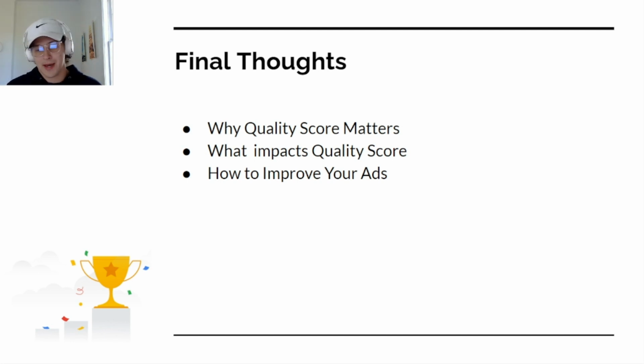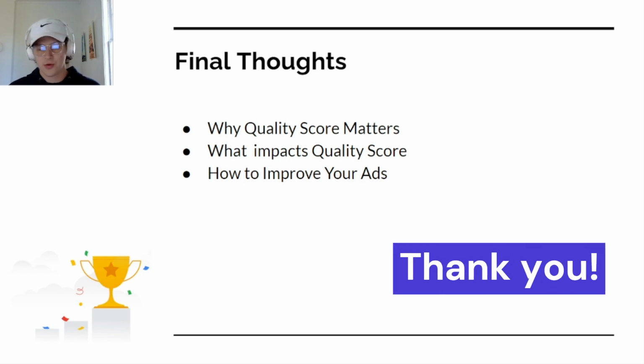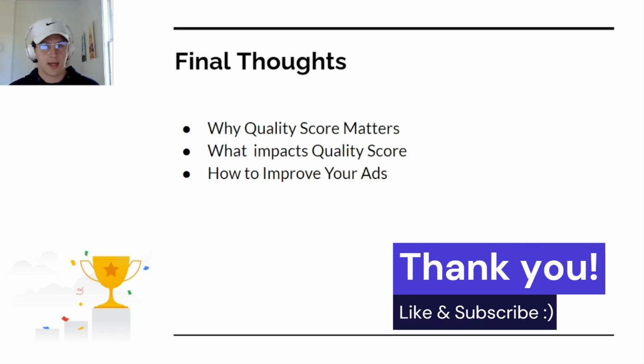Number 2, what impacts quality score? We have those 3 components: your expected click-through rate, your ad relevancy, and your landing page. If you can understand all 3 of these metrics and how to improve them, the sky's the limit with your account. And then, how to improve your ads: focus on ad quality, focus on optimizing those 3 components, and you're going to see success, right?